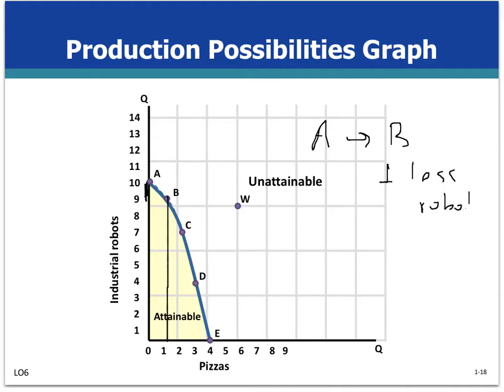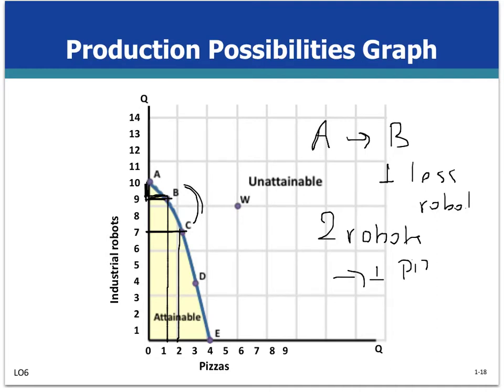How about point B to C? At point B, you get 9 robots. At point C, you get 7 robots. And at point B, you get 1 pizza. At point C, you get 2 pizzas. Let me see how much. Yes, true. At point C, you get 2 pizzas. So from point B to C, you sacrifice 2 robots, and in return, you get 1 pizza.